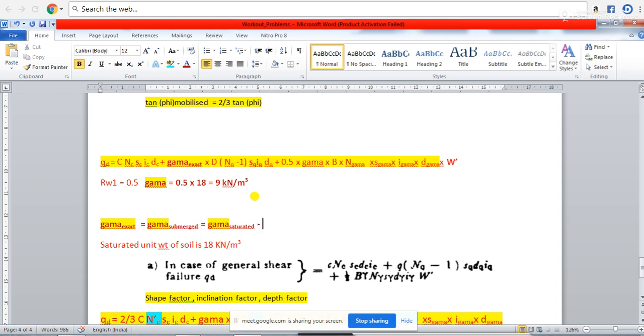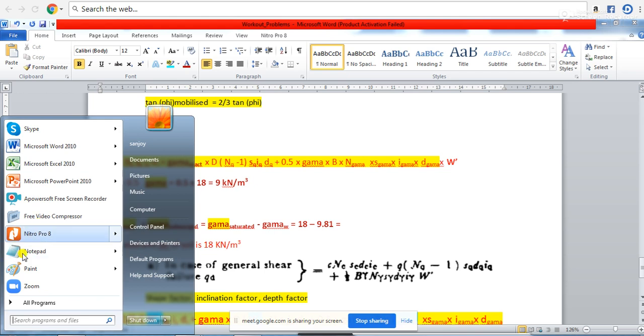Anyone tell me, what is gamma submerged? Gamma saturated minus gamma W, right? So what is gamma W? Gamma W is nothing but the unit weight of water, which is 9.81 kilonewton per meter cube. So gamma saturated is 18 and gamma W is 9.81. So 18 minus 9.81, what is the value we are going to get? Tell me.